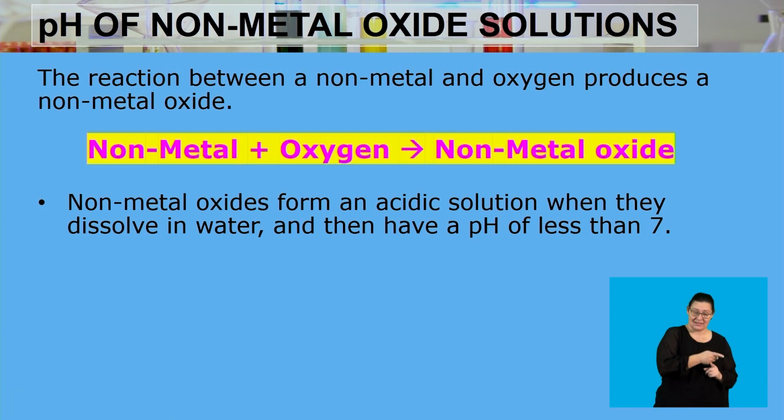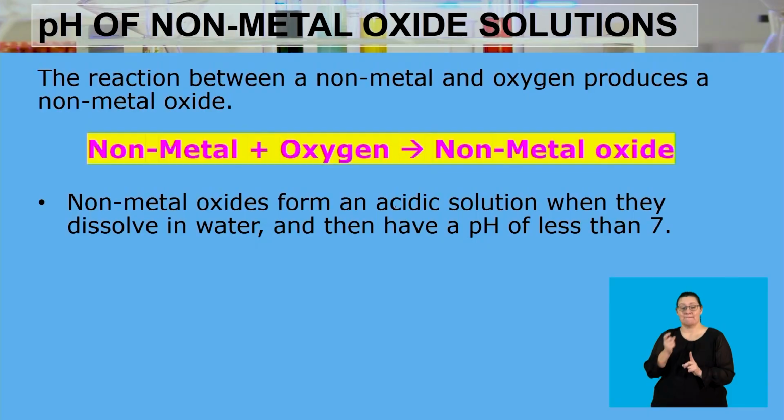Remember, the metal oxides, their solutions are going to be basic because their pH is going to be above 7. With this one, because they are acidic, when they are dissolved in water, they will have a pH that is less than 7. With the metal oxides, their pH is above 7. With the non-metal oxide, the pH is less than 7.